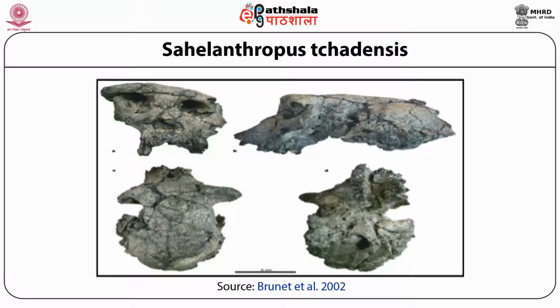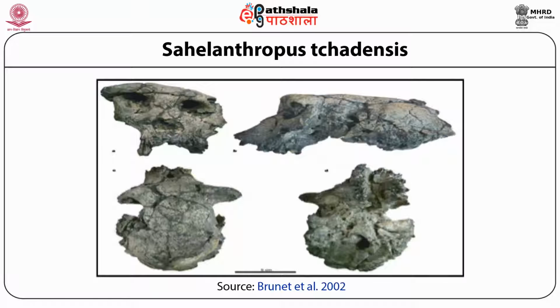This species is known from a nearly complete cranium and a number of fragmentary lower jaws and teeth. The brain size is similar to that of an ape, but with reduced subnasal prognathism. It is popularly known as Toumai, that is, hope of life. This individual has many primitive ape-like features, such as the small brain case, along with some characteristics of later hominids, such as the position of the foramen magnum and small canine teeth.